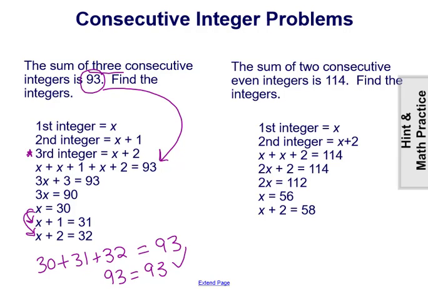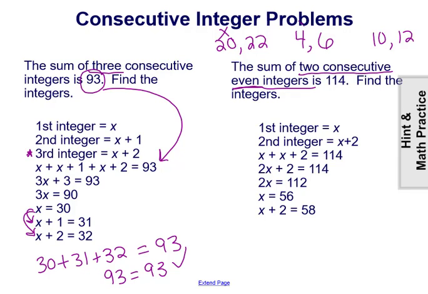In this last example, now we have the sum of two consecutive even integers. So now we don't just want numbers that are in a row, we want even numbers that are in a row. So that first integer can still be x, but think about now, let's say for example you have the even integer of 4. If it was a consecutive integer, the next number would be 5, but we want consecutive even integers, so you would then go to 6.